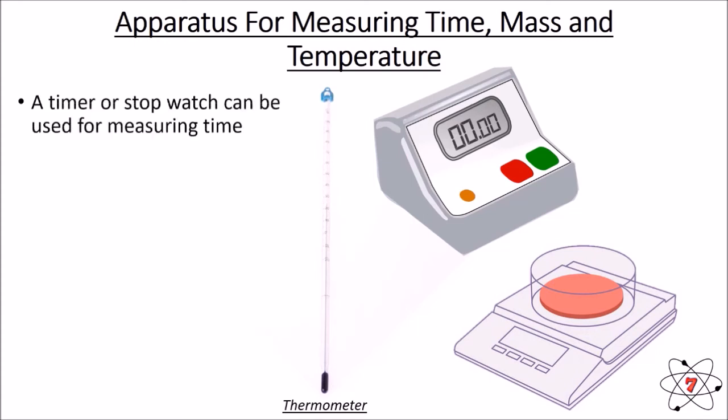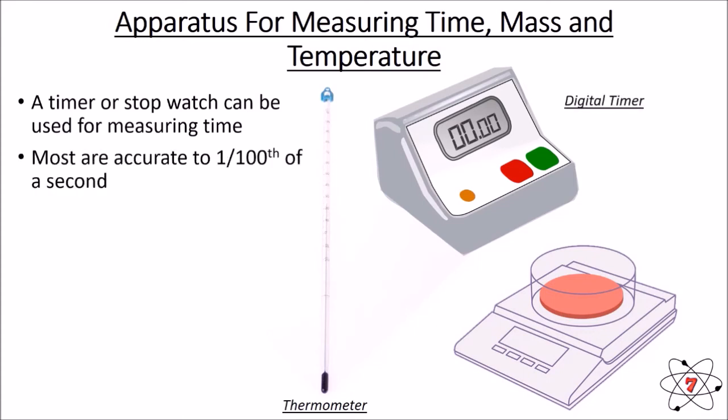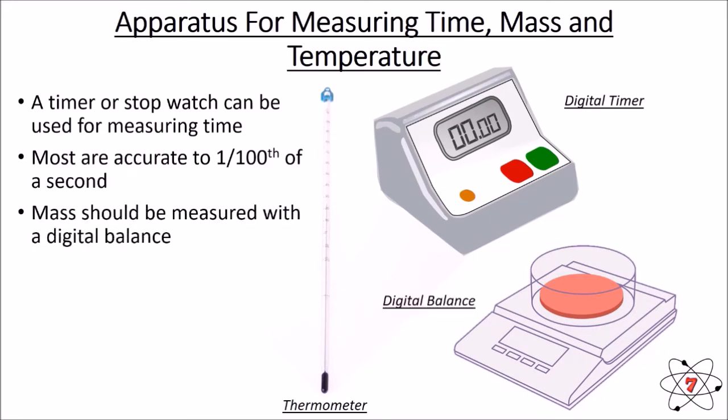Now, if we want to measure time, we're going to be using a stopwatch. Most stopwatches or timers are accurate to 1/100th of a second. This is a good level of accuracy because you as a person are probably not going to be any more accurate than that. Mass should be measured with a digital balance.